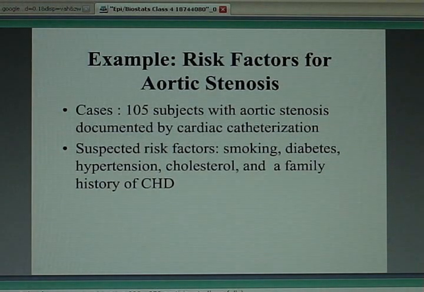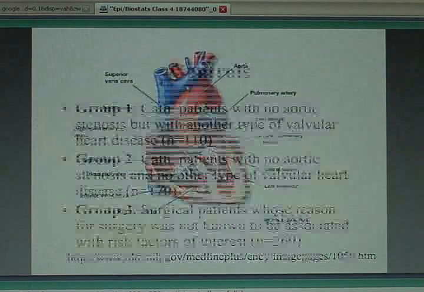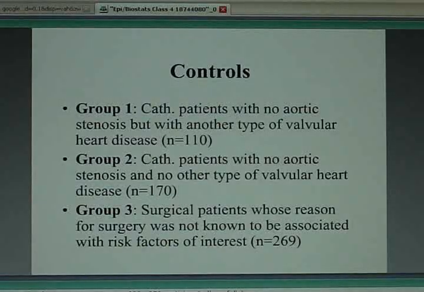Those were his cases. He wanted to know whether such things like smoking or diabetes or congestive heart failure could cause this condition, aortic stenosis. So what he did was a case control study where he enrolled 3 groups of controls. He had another 110 people who underwent cardiac catheterization and did not have aortic stenosis. But these were people who we knew, based on the gold standard, the cardiac catheterization, did not have the disease, aortic stenosis, but the 105 cases they had.